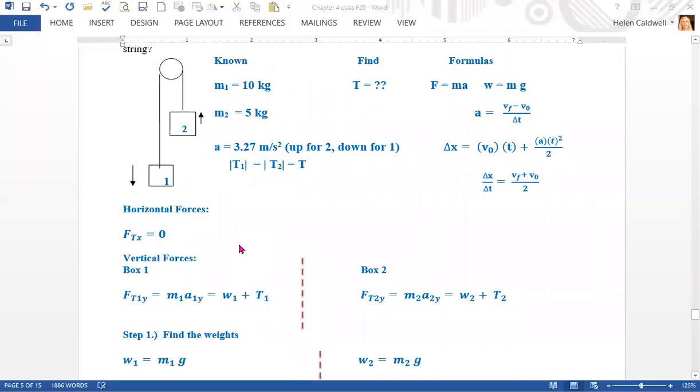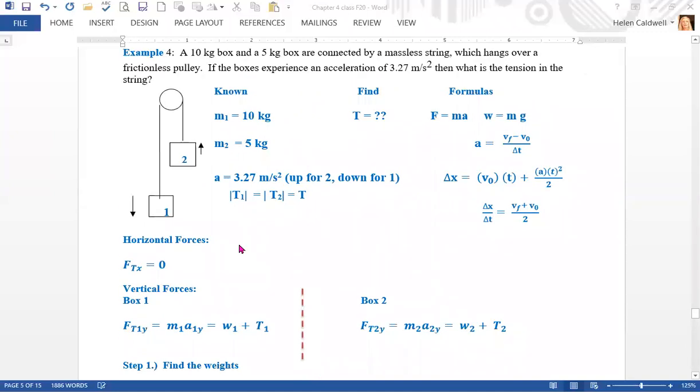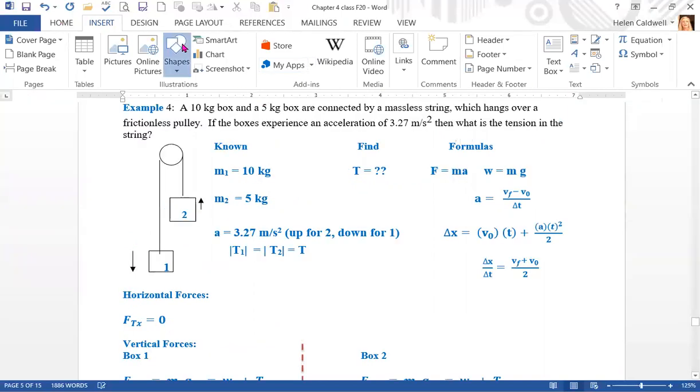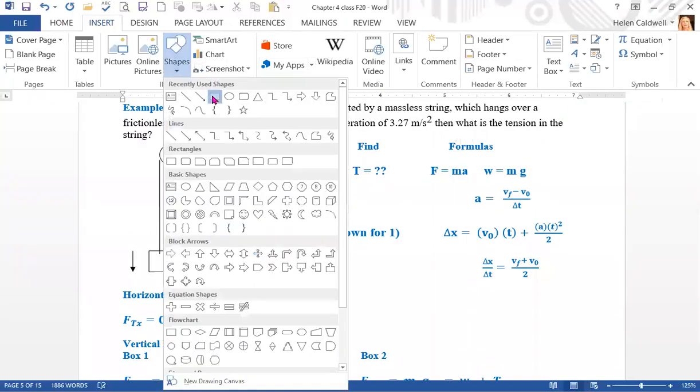I didn't draw in the free body diagrams. How did I screw that up? I am so sorry. So let's see if we can insert. And we'll have to pin that down so I'll see what's going on. We need to insert some objects.